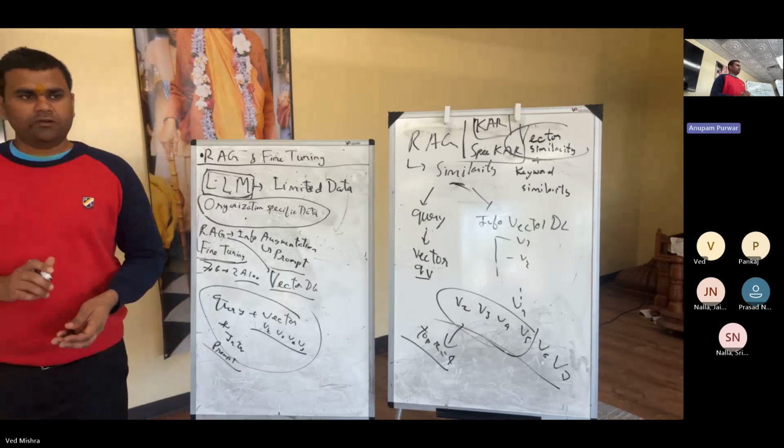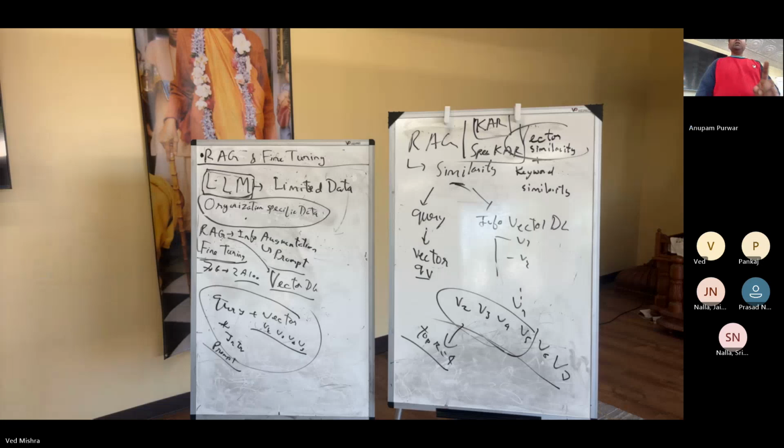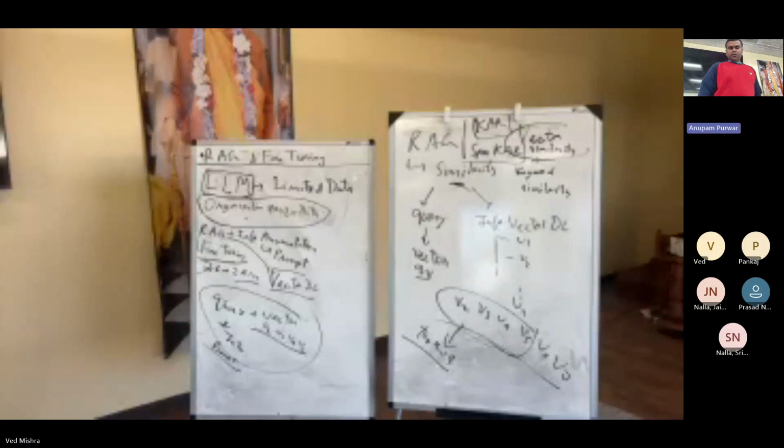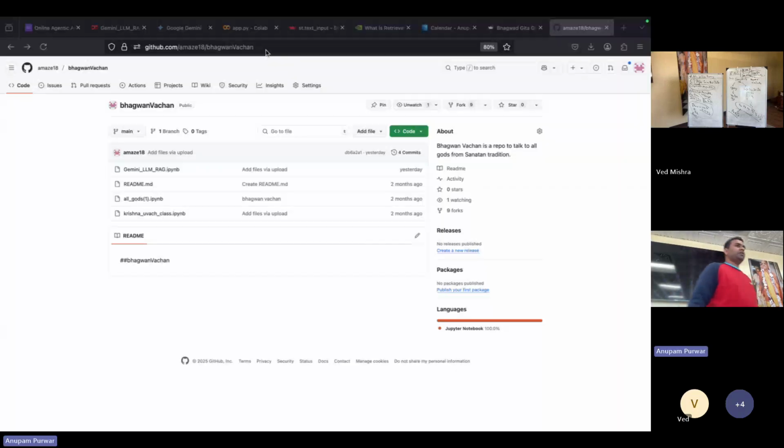Now let's look at the code. I'll share my screen. I put this code in a Colab notebook, but I made some more changes which I did not get time to upload there. So this is the repo. My screen is visible, right?